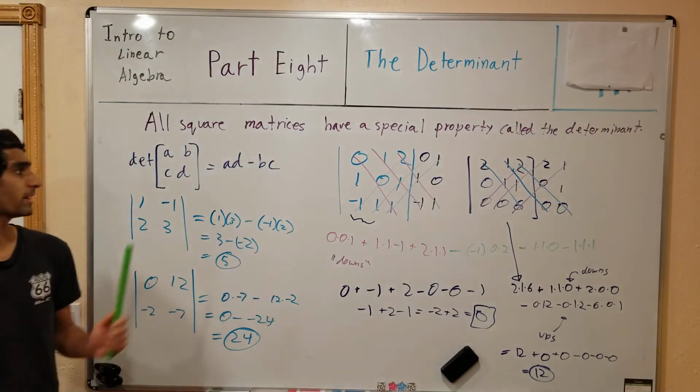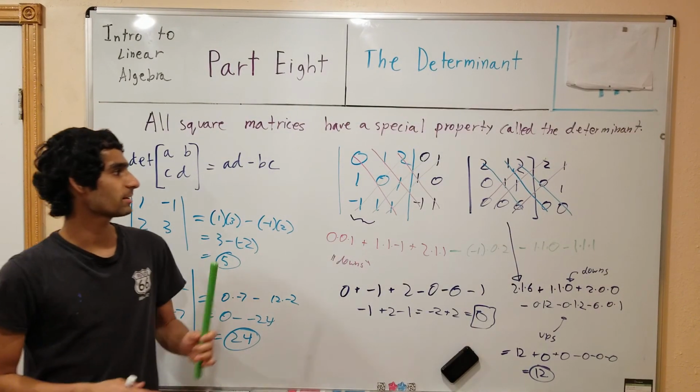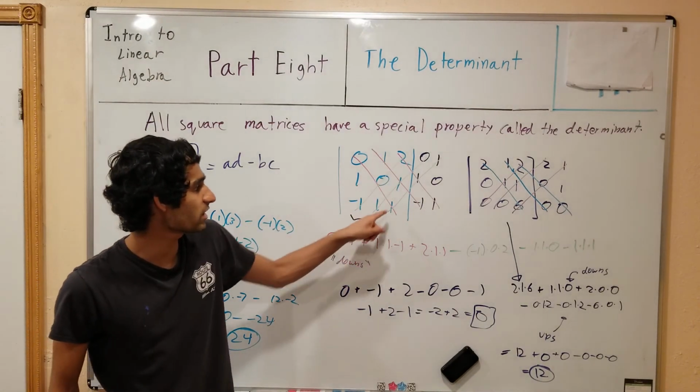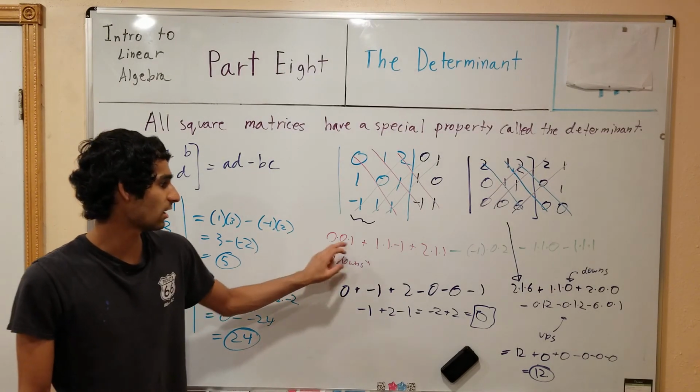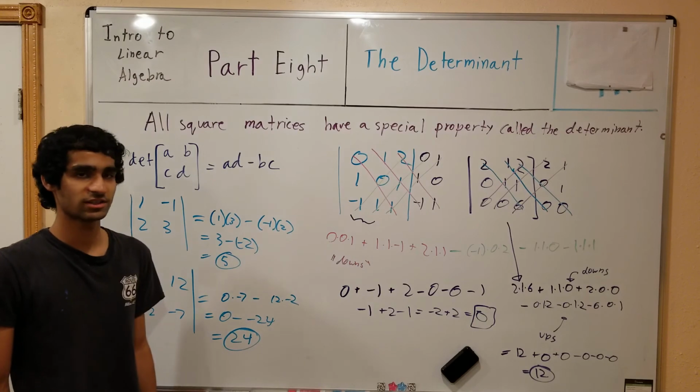Remember, for a 2 by 2 matrix, it's just going to be AD minus BC. And for a 3 by 3 matrix, you've got to copy over the left two columns, draw your 3 ups and your 3 downs, and you're going to take the downs minus the ups. And that's going to give you the determinant.